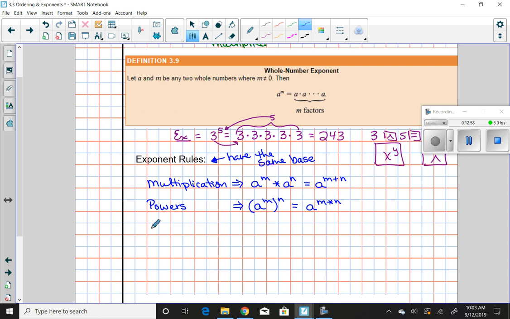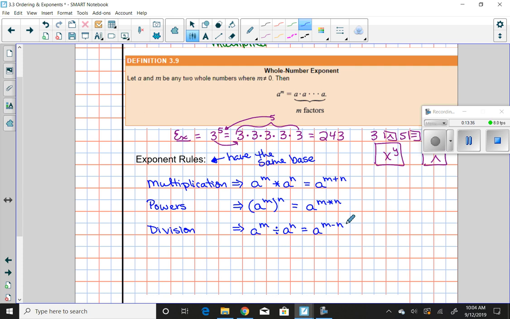And then we have division. Division is a reciprocal of multiplication. Multiplication we added, so what do you think is going to happen with division? Division, we're going to subtract. A to the m divided by a to the n is equal to a to the m minus n power. Now, because we're only working with whole numbers, you're probably not going to see the integers and deal with those. We'll get to that later.